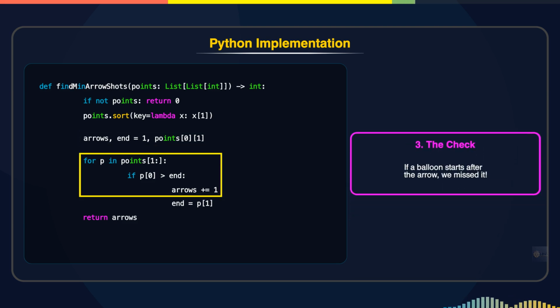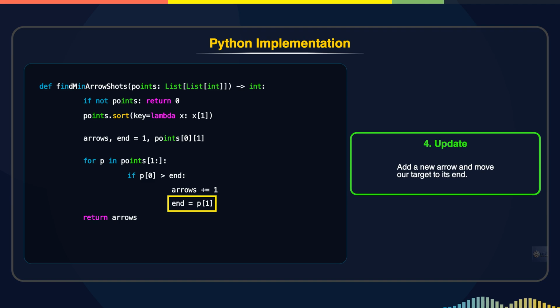Then, we loop through the rest. If a balloon's start is greater than our current arrow, it means our last arrow couldn't reach it. So, we increment our arrow count, and move our arrow to the end of this new balloon.